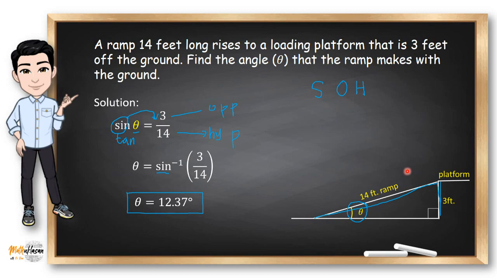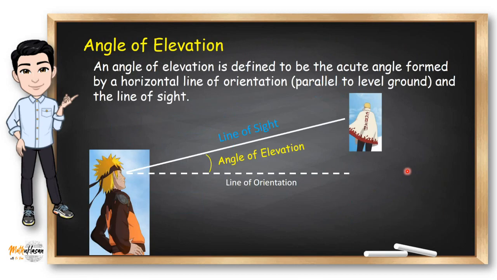Problems about right triangles are not confined to these kinds of examples. Kailangan din nating matutunan yung tinatawag na angle of elevation and angle of depression. An angle of elevation is defined to be the acute angle formed by horizontal line of orientation and the line of sight.